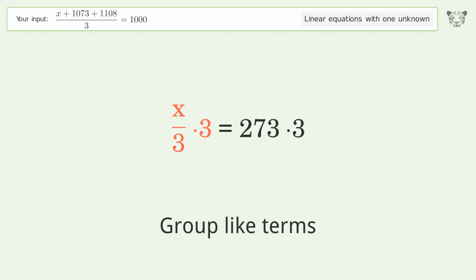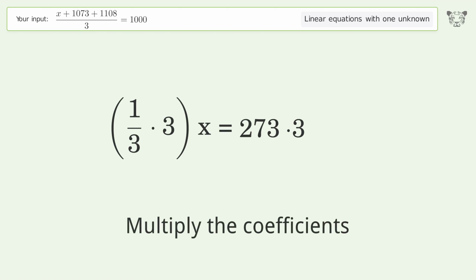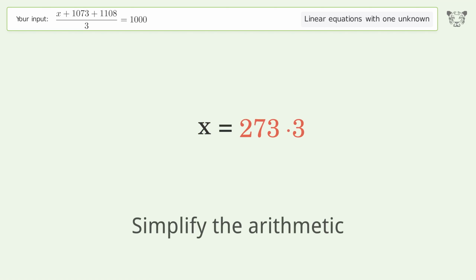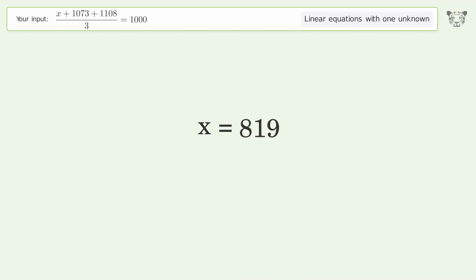Group like terms. Multiply the coefficients. Simplify the fraction. Simplify the arithmetic. And so the final result is x equals 819.